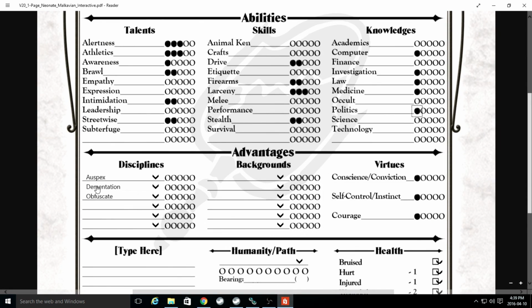Now we've got Auspex, Dementation, and Obfuscate. Auspex is the aura reading dealio. Dementation is the ability of the Malkavians with some fun madness going on, and Obfuscate is going to be our disappearing and hiding. So what we're going to do with this one, we're going to give him 1 dot in Auspex and 2 dots in Obfuscate.